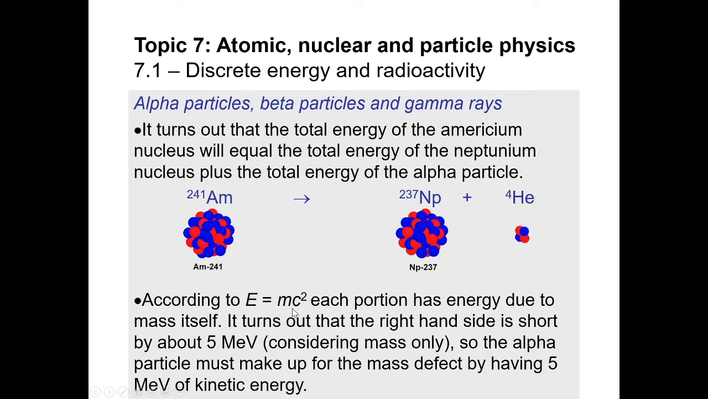Now, according to this equation, each portion of this equation has energy because of mass. Now, the right side is a little bit short on mass by about 5 mega electron volts. And so that extra energy or that extra mass becomes the form of kinetic energy for the alpha particle. So the alpha particle can actually fly away. Now, that is a little bit dangerous because the alpha particle is radioactive. So if it's moving away, it can then go ahead and damage living tissue that might be nearby.